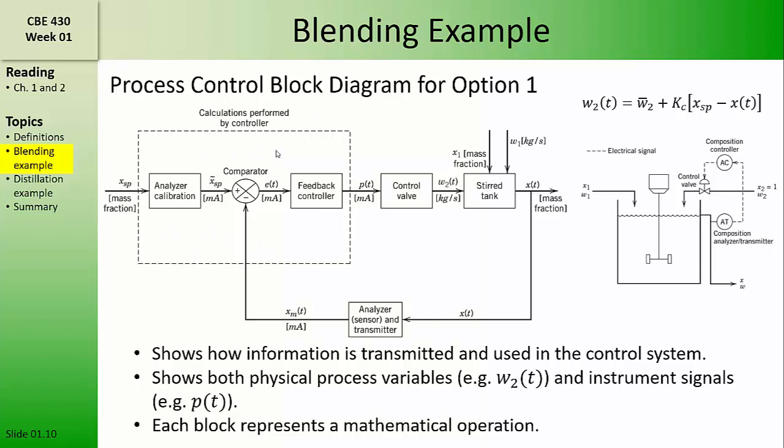The arrows represent important signals or process variables, and the block diagram shows us how information is transmitted and used within the control system. This block diagram shows both physical process variables, such as the flow rate W2, and it also shows instrument signals, like this signal P, which represents the signal coming out of the controller and going into the control valve. In the block diagram, each block represents a mathematical operation. We'll learn a lot more about block diagrams, and we'll actually use block diagrams to build mathematical models of control loops later on in the semester.